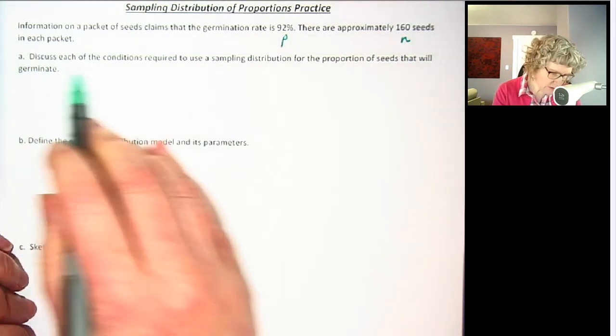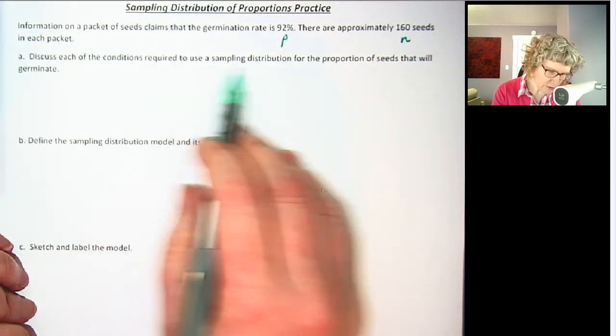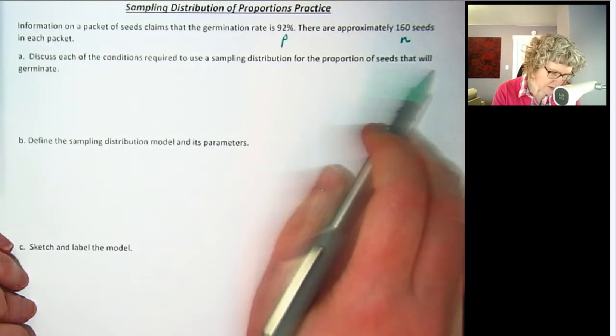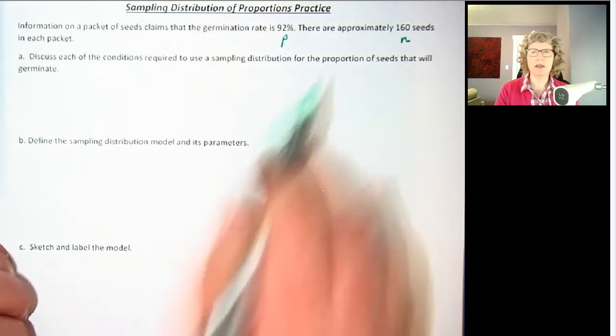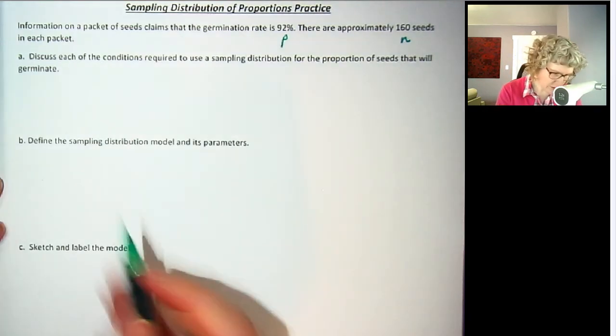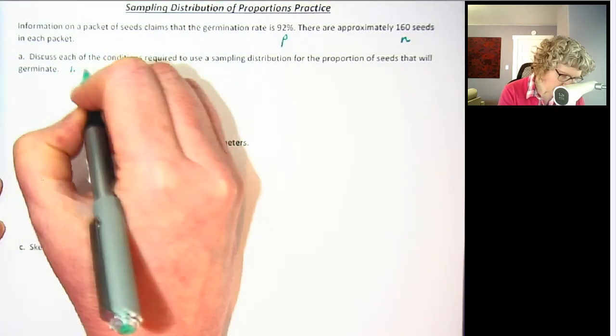Discuss each of the conditions required to use a sampling distribution for the proportion of seeds that will germinate, okay? So the P, what we're measuring, is what percentage will sprout. If you like starting seeds, you probably know all about this. Some of them start and some of them don't. Okay, so we need to go over our conditions. One is independence.